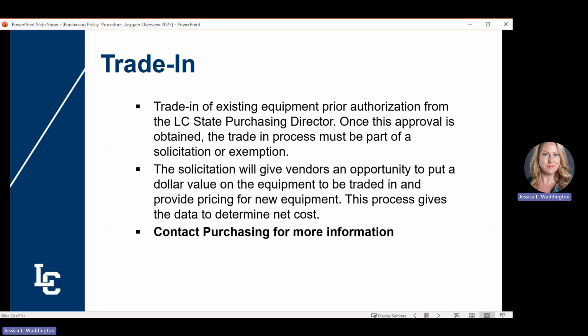Any trade-in of existing equipment requires authorization from the purchasing director. Please consult with purchasing if you have any equipment that you're looking to trade in. We generally will do a solicitation or an exemption for a trade-in.